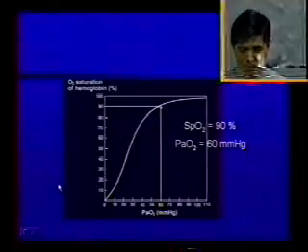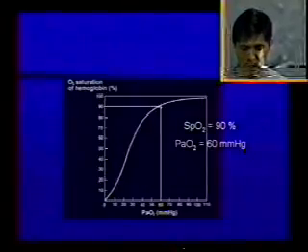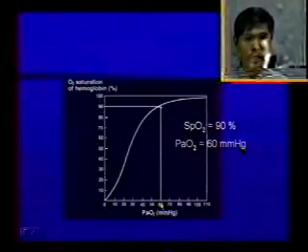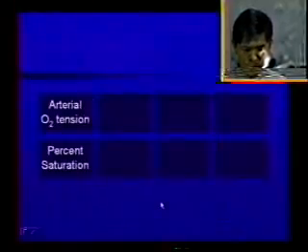And you all know that 60 millimeters of mercury is hypoxemic. So if you have an SpO2 of 90%, it means that the PaO2 of the animal will be about 60, and that's not a good thing for the patient.